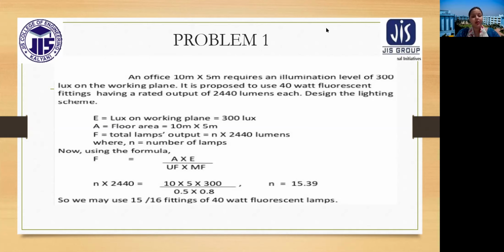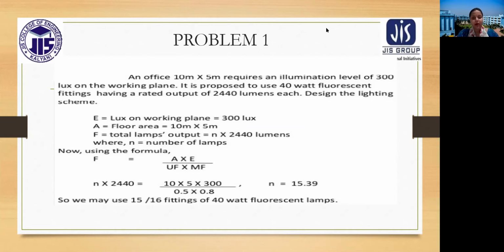Here we don't know the number of lumen, the number of lamps, that we need to calculate, right? So E, lux on working plane, is given as 300 lux. Floor area is 10 meter into 5 meter.